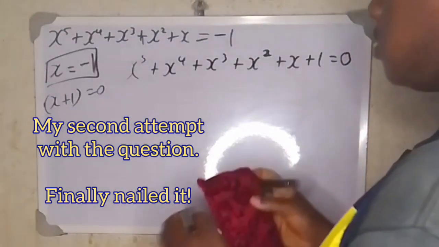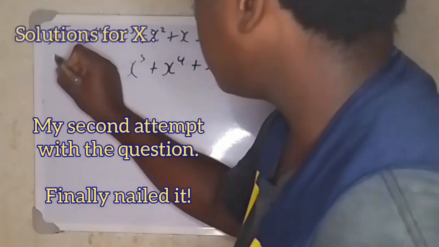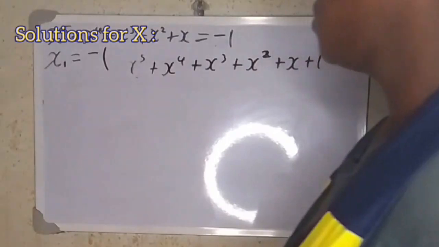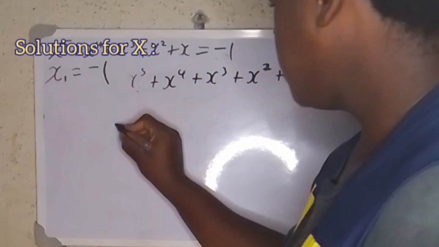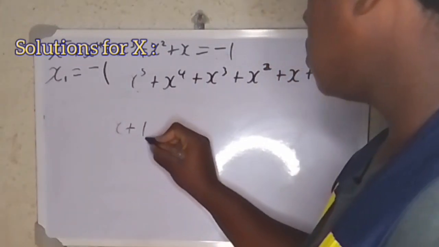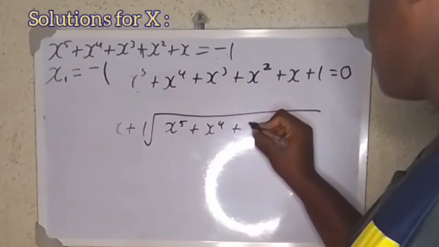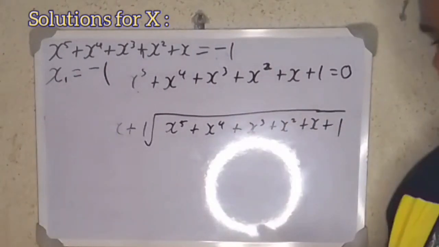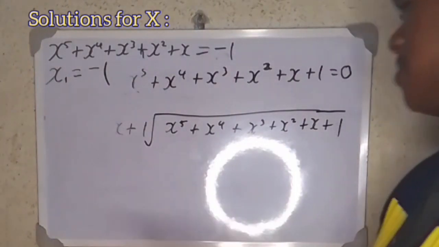So one of our solutions, let's put our solutions for x over here. Solution x1 is equal to negative 1. So if x is equal to negative 1, we can divide this polynomial by x plus 1. If we are dividing the polynomial by x plus 1, we're going to do long division. If you want me to show you how to do long division, you can tell me in the comments and I'll make a different video for that. But for this, I'll just go through all the process.